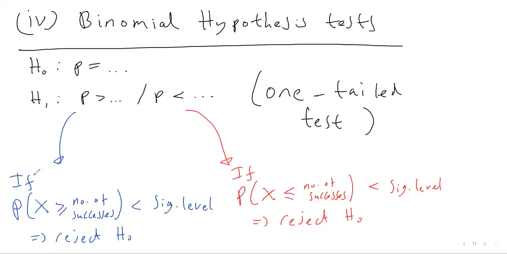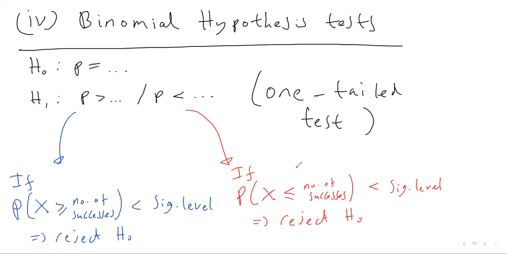The key thing to remember, if we're doing a one-tailed test with a probability being greater than something, is this. If the probability that your binomial random variable is greater than or equal to the number of successes in your data is less than your significance level in a one-tailed test, we reject H0. If the probability of getting so many successes or more was so small that it was less than your significance level, it means that your null hypothesis is unlikely. Therefore, we should reject that null hypothesis, and the alternative hypothesis could be true.